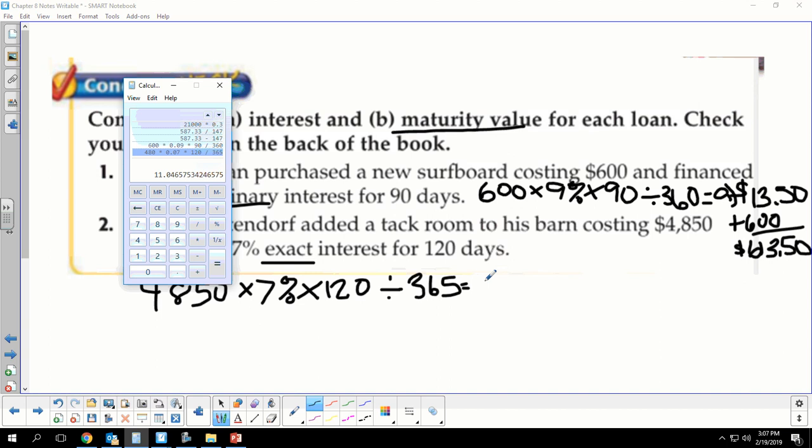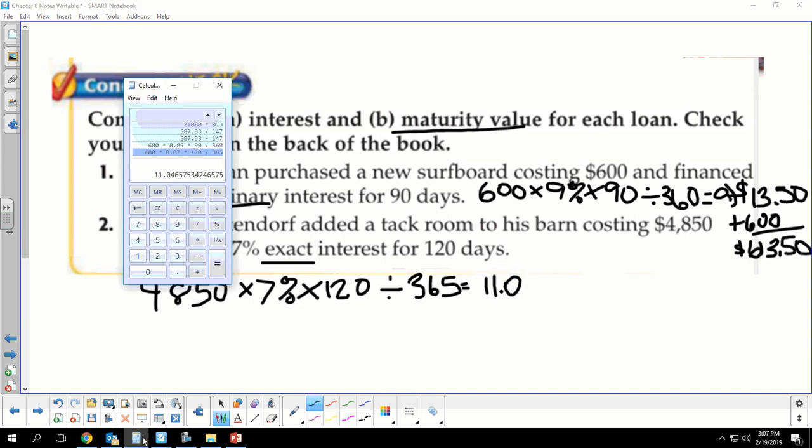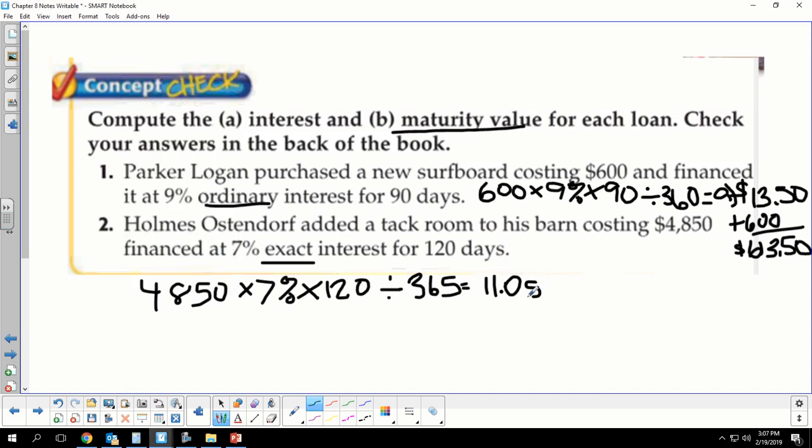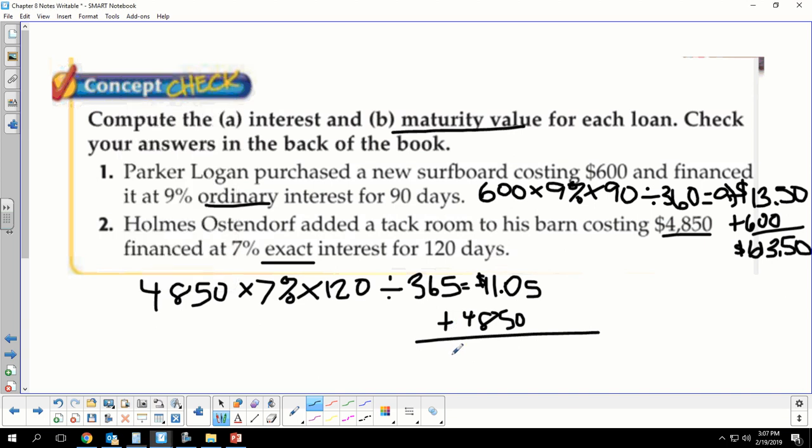So that is $11.05. Okay, we're going to add that back into the $48.50 to get our grand total of $48.61.05.